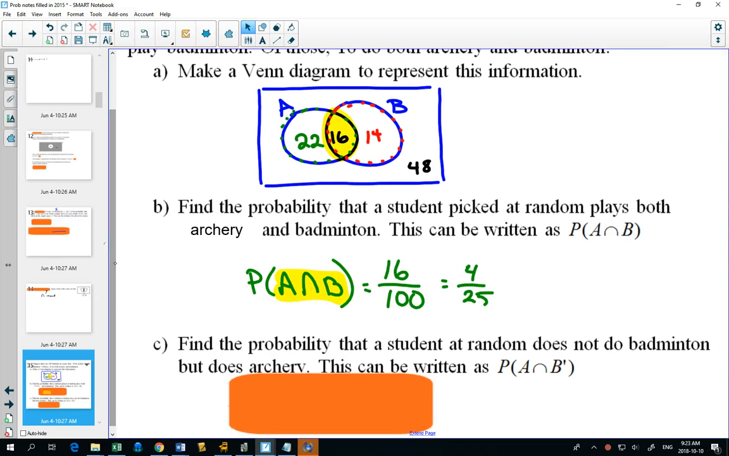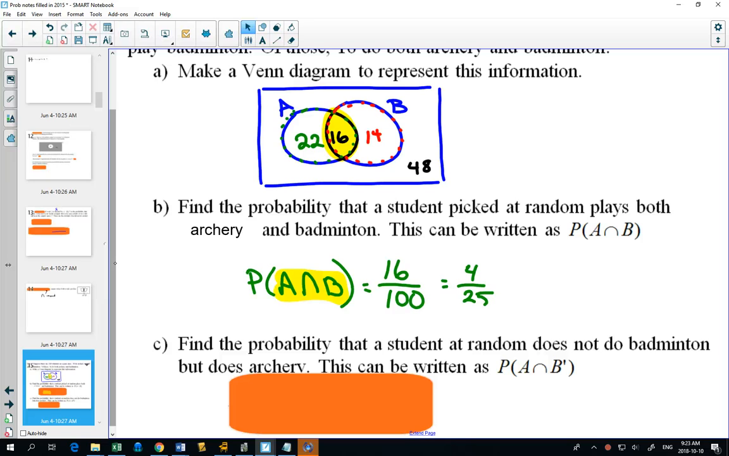Find the probability that a student at random does not do badminton, but does archery. Okay? So this could be written like this. What is the probability that they're doing archery and not badminton? Sometimes you can visualize this by color coding things.